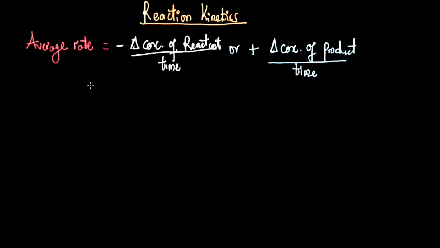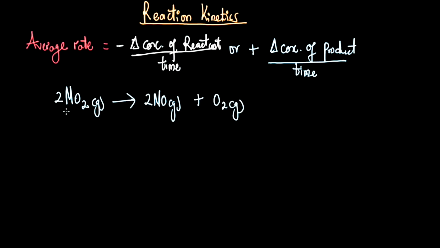To introduce this concept of the rate of a reaction, let us consider the decomposition of nitrogen dioxide, a gas that causes air pollution. Nitrogen dioxide, NO2 gas, decomposes to give nitric oxide, which is also a gas, and oxygen gas. Balancing the equation, we have 2 moles here, 2 moles here. So here is a sketch of how the reactant decreases with time.